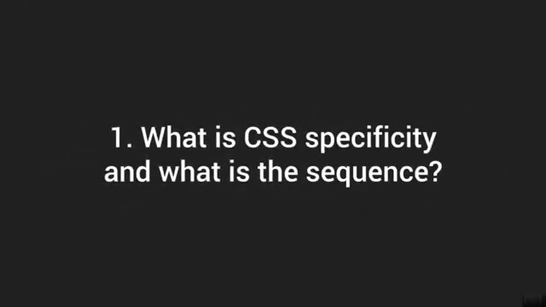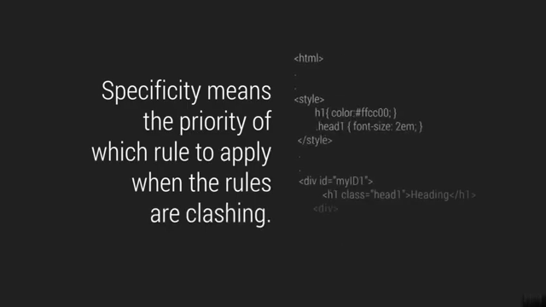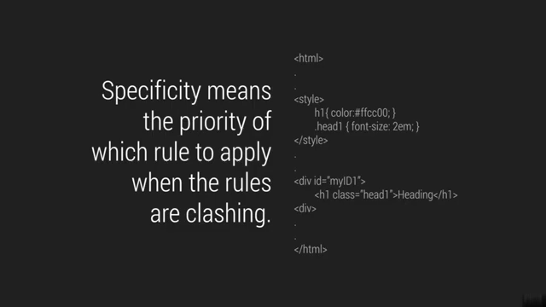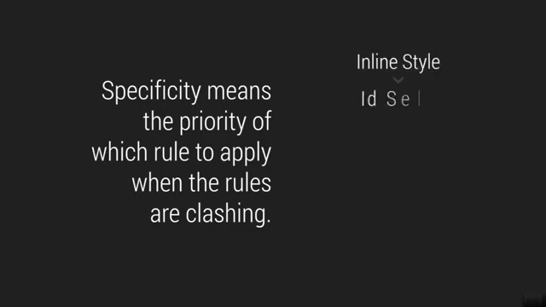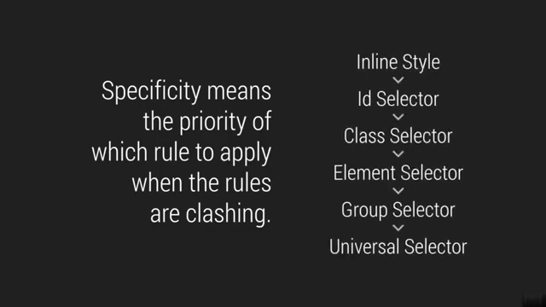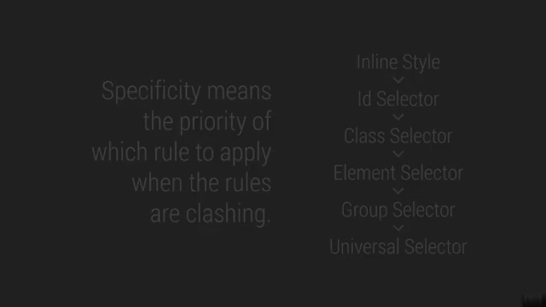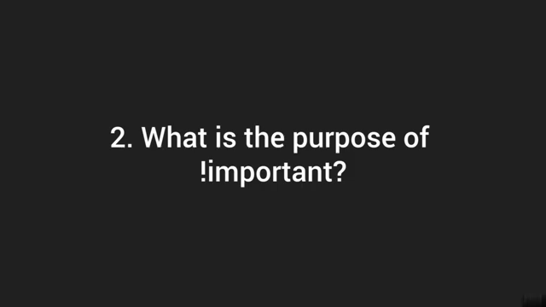The first question is what is CSS specificity and what is the sequence? So we have already discussed that it's all about priority, especially when the rules are clashing. If they are not clashing, you will not have any problem, right? Let's say in H1, you have color in element selector and you have font size in class selector, then there is no clash between the rules. So both of the rules will be applied. But when there is a clash of rules, then there is a priority defined by CSS, and that's what CSS specificity is.